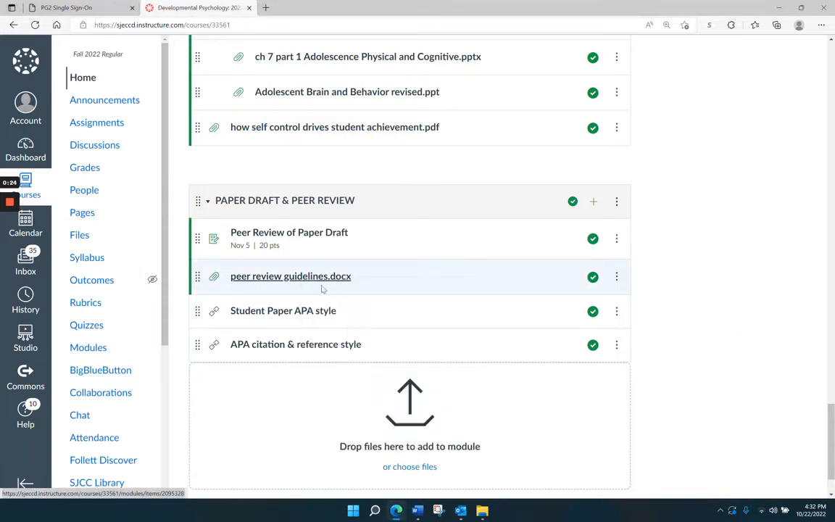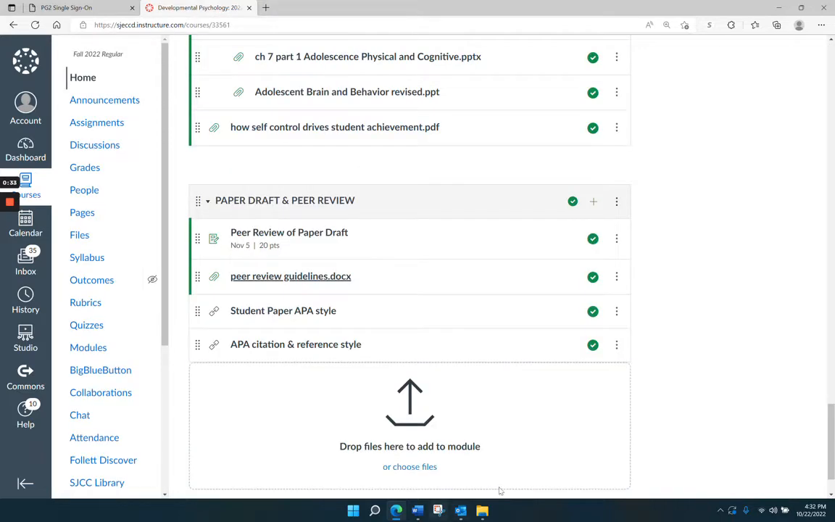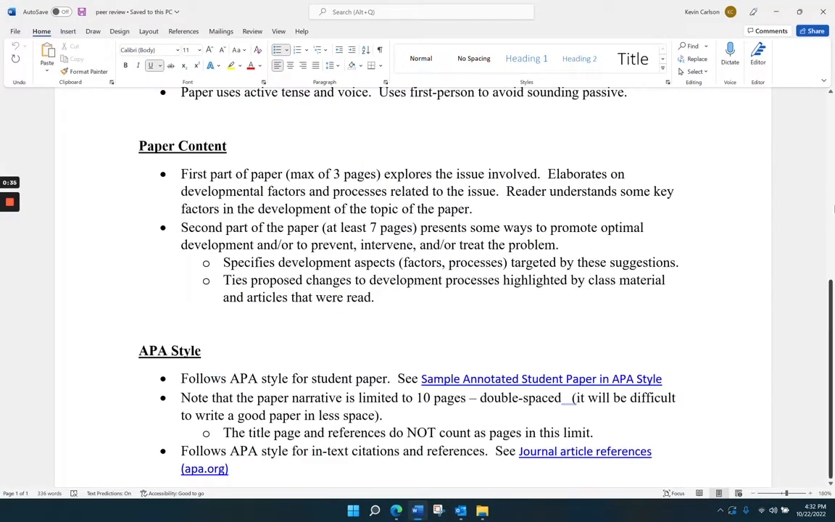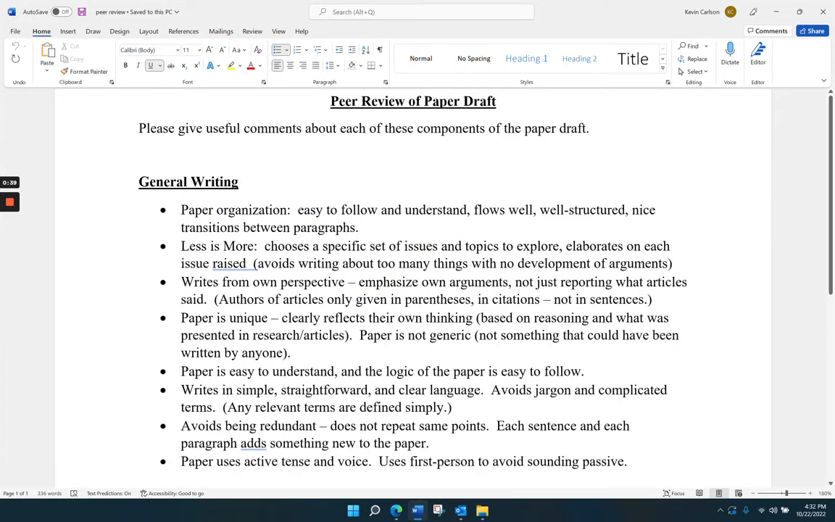So you can open it up, you can see that you can download it, you can look at it. I have it open already, so I'm going to look at it right here. And so this document is useful for both writing your draft and also your full paper, and also doing the peer review. And so as a peer reviewer, make comments about each of these parts.